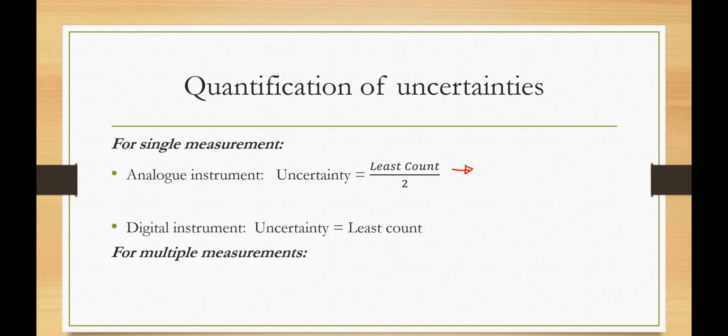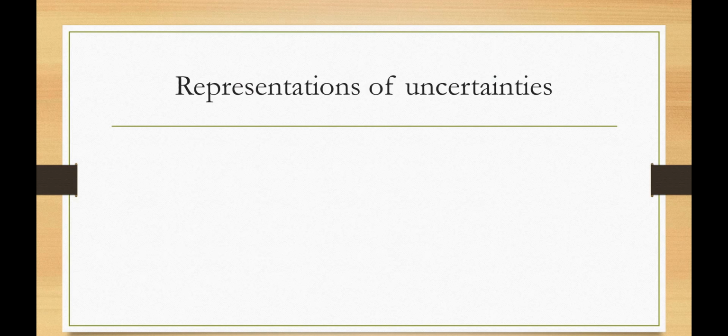For multiple measurements, like when we are performing trials, uncertainty is equal to half the range. Or an easier way to remember, maximum value minus minimum value divided by 2. Let's see how to incorporate these quantified uncertainties with measurements.